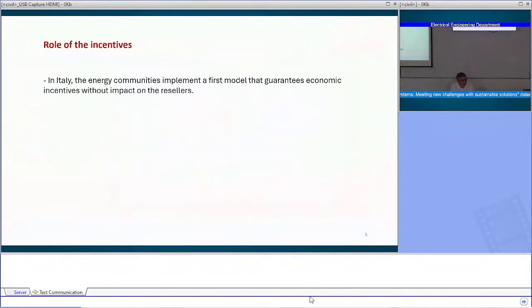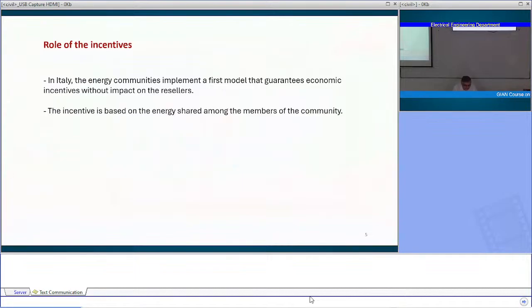Role of the incentives. In Italy, this discount of the bills is not in operation until now, although it is written in the European regulation. The first implementation in Italy, in order to incentivize the creation of these energy communities, is to provide incentives without an impact on the resellers. The state of Italy provides some incentives according to the energy that is balanced in the energy community. Obviously, the energy community needs to follow some regulation. For example, the production needs to be from renewables.